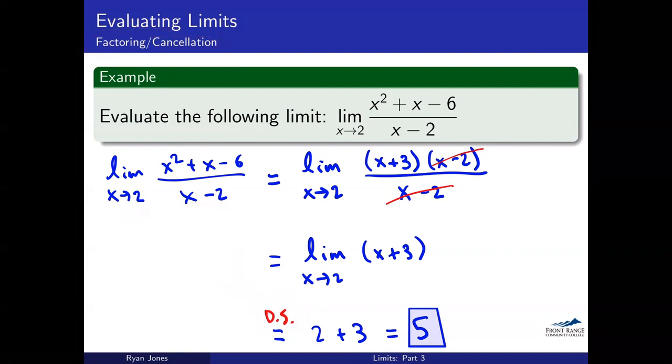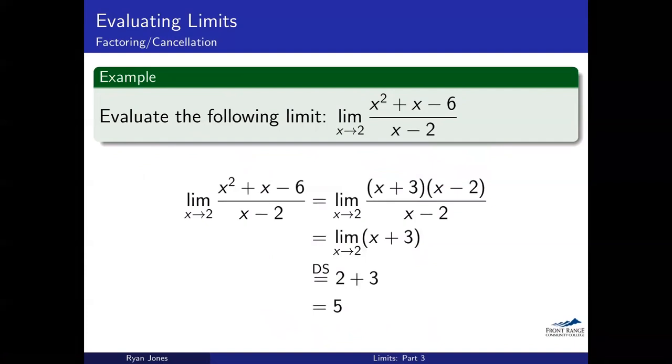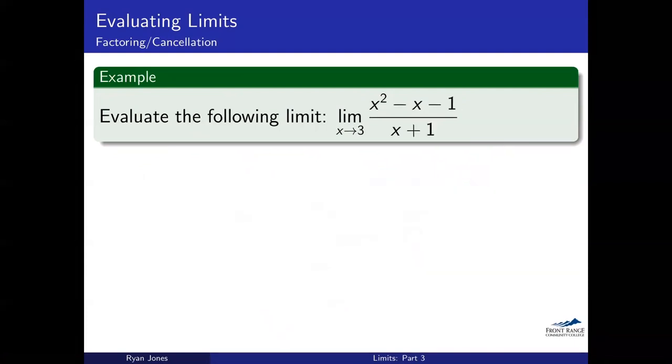And so that's a common way that you'll see limits posed to you. You'll have a limit with a function here that you'll need to factor things and cancel. So let's go ahead and do another example here. There's that work for that one. Let's do an example here. We'll take the limit as x approaches 3 of (x squared minus x minus 1) all over (x plus 1).